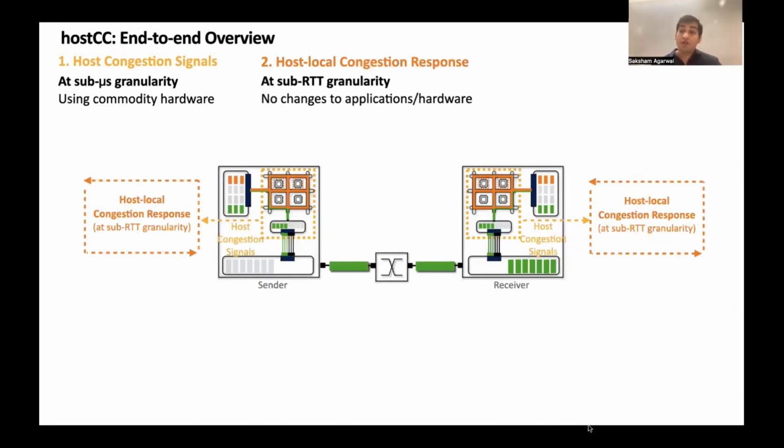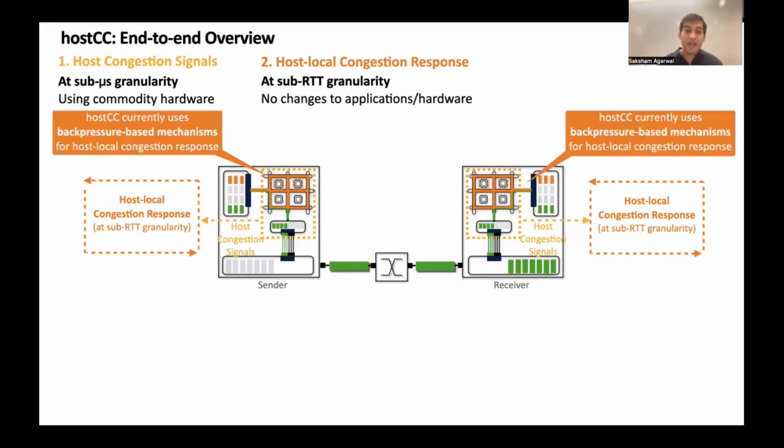hostcc uses its host local congestion signals to perform its host local resource allocation at sub-microsecond granularity. Current hostcc implementation enables the operators to specify the desired resource allocation policies for host local and network traffic resource allocation, and employs tools available on commodity hardware that rely on back pressure-based mechanisms to perform this host resource allocation.